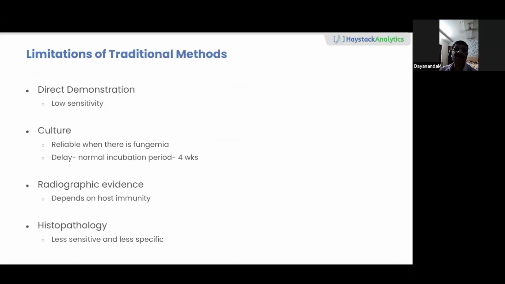Coming to the limitations of these traditional methods, direct demonstration has a very low sensitivity, and cultures are reliable only when there is a fungemia. Blood cultures may not turn positive unless the fungus is in the blood. The problem mainly is with delays. Normal incubation is about 4 weeks and results may come after 6 weeks. By then, if antifungals are not started, the patient is not going to wait such a long time.